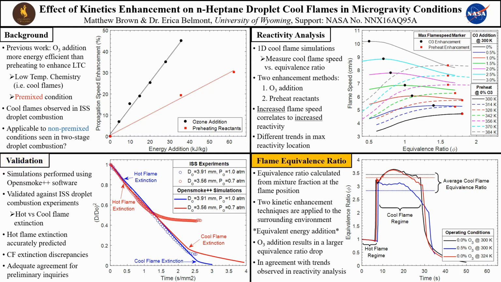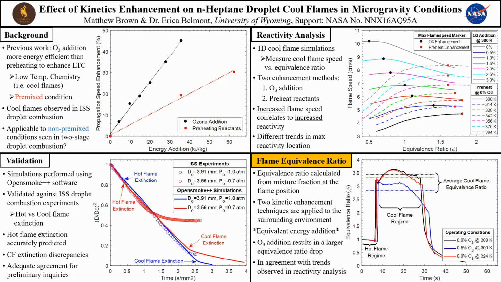Finally, in the bottom right corner of the slide, a figure shows the equivalence ratio of the flame as a function of time for droplet combustion simulations. Due to the non-premix mode of combustion, the equivalence ratio was calculated from the mixture fraction of fuel and oxidizer at the flame. The black line displays a reference case with no ozone enhancement and the environment temperature of 300 Kelvin. Here we see that the cool flame sits at a rich equivalence ratio of 3.45.